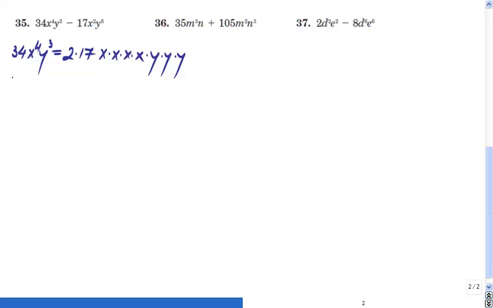Next monomial, 17x squared y to the fifth, right? Which equals what? Well, 17 is prime. X squared is x times x. Y to the fifth is y times y times y times y times y. Okay, now I'm looking for common factors. I have a 17 and a 17. I have an x and an x, another x. I have a y, I have another y, and I have another y.